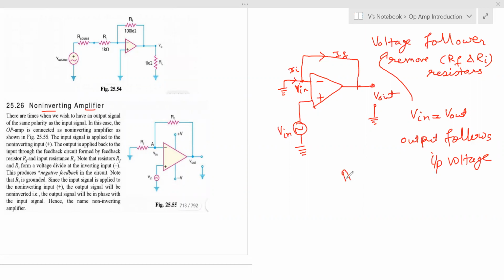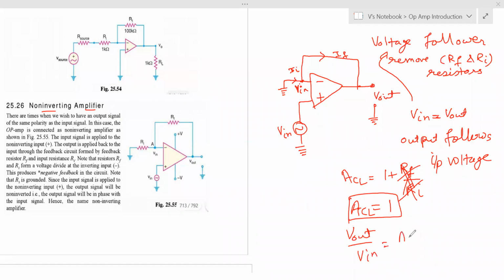And if we take the gain formula, what is our gain formula? 1 plus Rf upon Ri. If there is no Rf and no Ri, then this term will be removed. What will the gain be then? 1. If the gain is 1, that means your equation Vout upon Vin equals ACL, and ACL is 1. So Vout will be equal to Vin multiplied by 1, that means Vin.